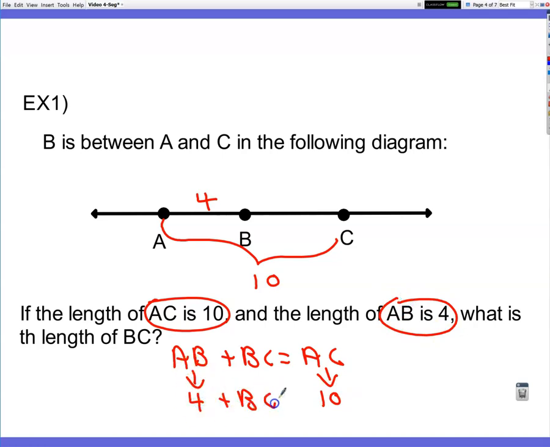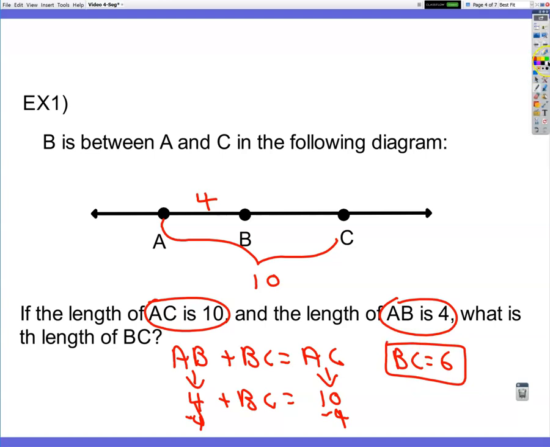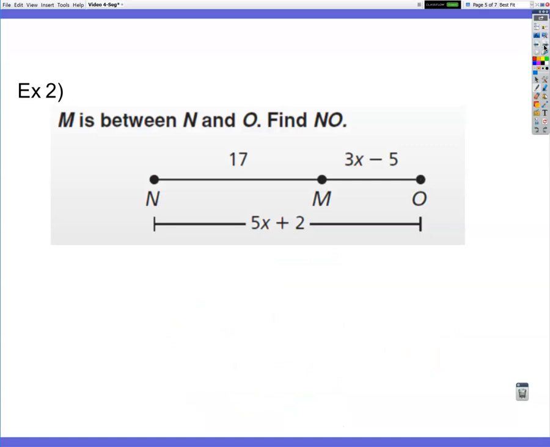And so how could I figure out what the length of BC is? Well, I can do inverse operations, and I can subtract here. So BC is going to be 6. And I know that a lot of people could have done this just by looking at the picture and subtracting, and that's okay, but I just want you guys to see where we're headed because they are going to get a little bit more difficult. So now here we have an algebraic expression. If M is between N and O, find NO.